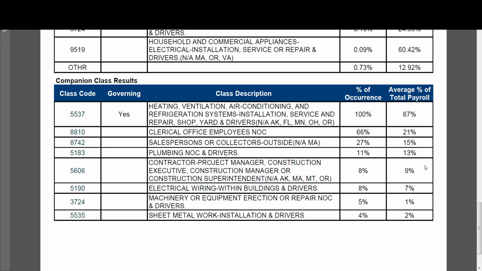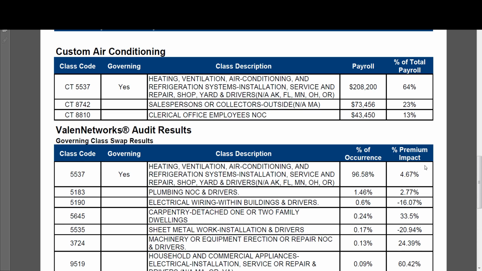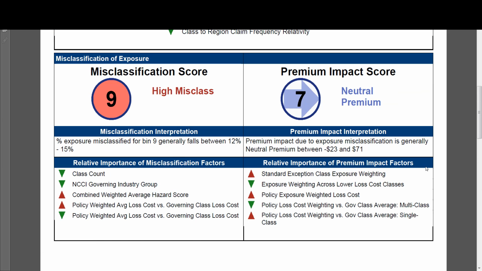When we look at the account we're pricing, we see that these 3 class codes are present: 5537, 8742, and 8810. HVAC is about right with 64% of the payroll, but sales and clerical classes are swapped. Here we've got twice as much sales as clerical when our industry database says it should be the other way around. This is why we have a high misclass indication.